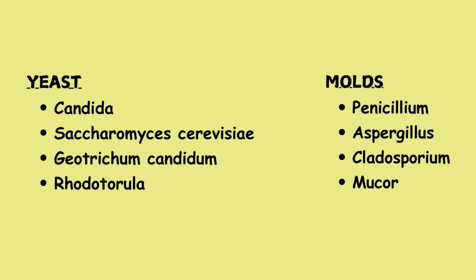Molds are also fungi that may grow in milk or other dairy products, especially if the milk is stored in unsanitary conditions. Examples include Penicillium species. It is used in blue cheese production, but it can also cause spoilage if uncontrolled. Aspergillus species can also cause spoilage and may produce mycotoxins. Other examples include Cladosporium species and Mucor species.